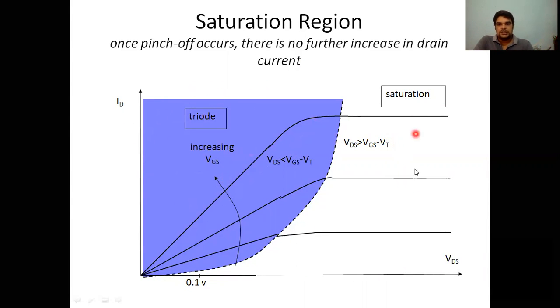So these three curves are basically for different values of VGS. This is a different value of VGS. So this is nothing but VGS1, this is nothing but VGS2, and this is nothing but VGS3.